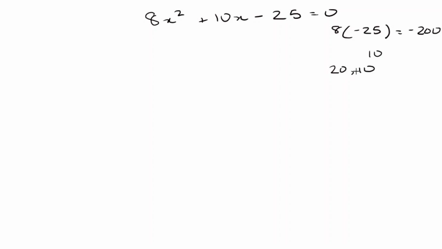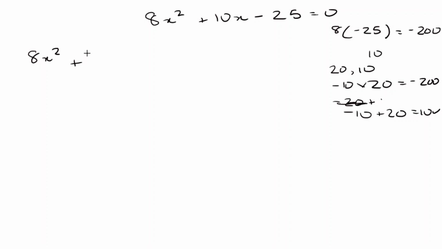We know that negative 10 times 20 will give us negative 200, so that's all good. Negative 10 plus 20 is also 10, so that's great. So we know that the numbers are negative 10 and 20. Then we can write this as 8x squared plus 20x minus 10x minus 25, which is equal to 0.